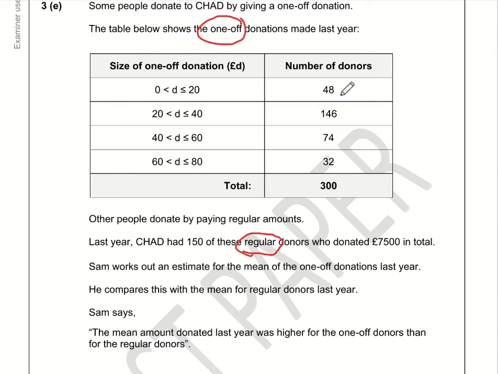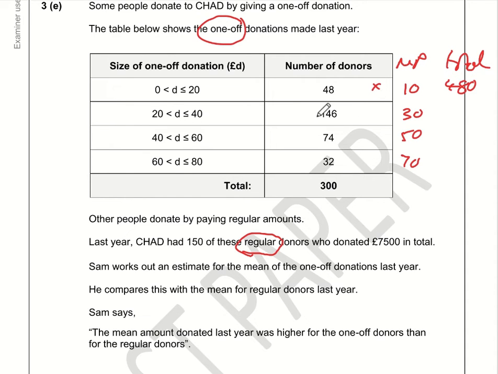So the best thing we can do is just assume that all 48 of them donated £10, which is halfway between 0 and 20. So I'm going to create a column here, MP, for the midpoint of these ranges. So 0 and 20 is 10, 20 and 40 is 30, 40 and 60 is 50, 60 and 80 is 70. And what I'm going to do here is work out a total. So we're assuming that these 48 people donated £10 each, so therefore these 48 people raised a total of £480.